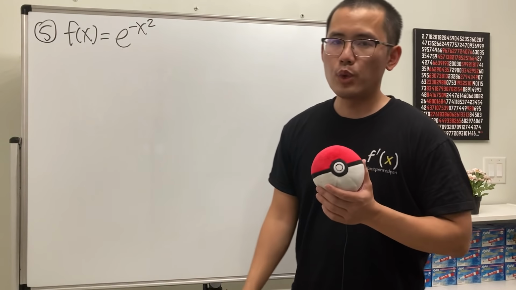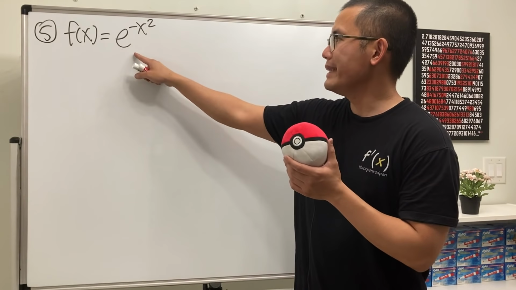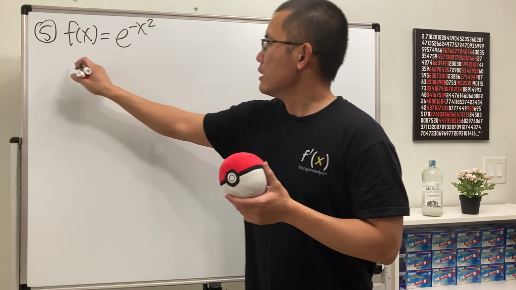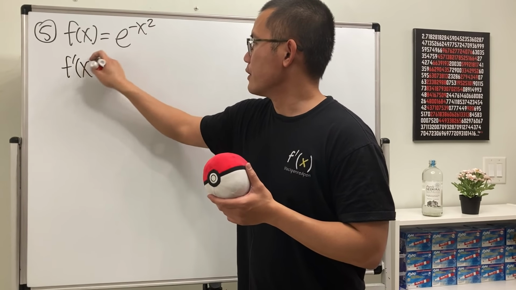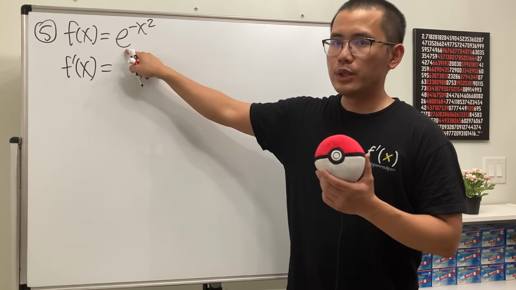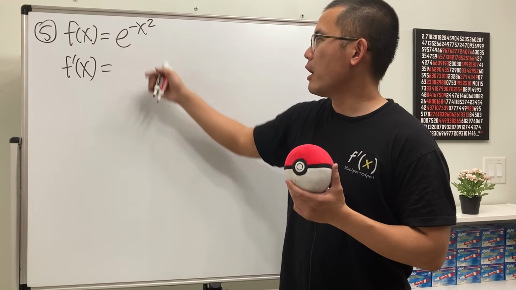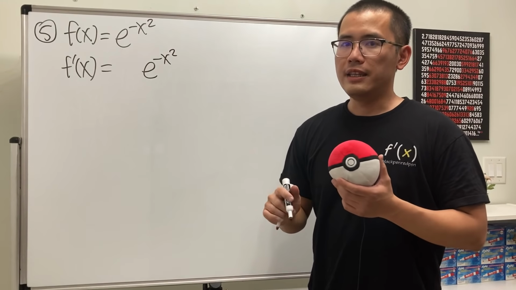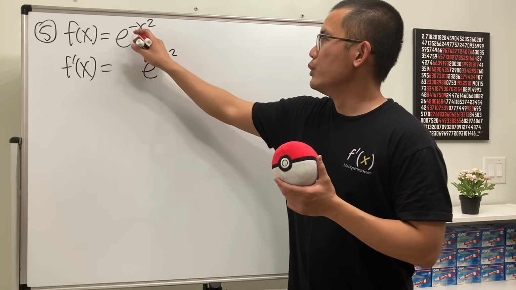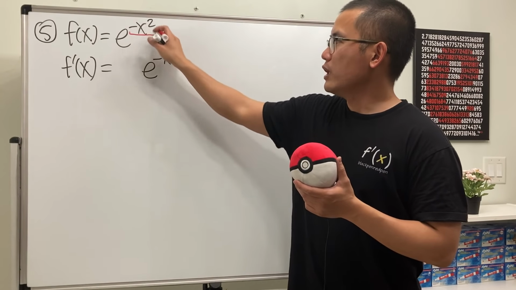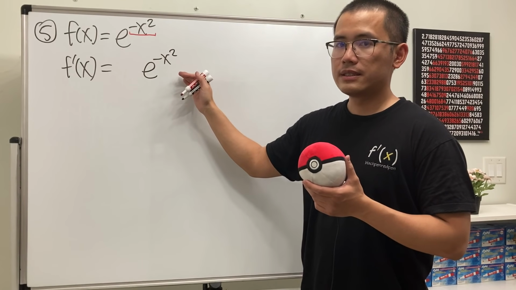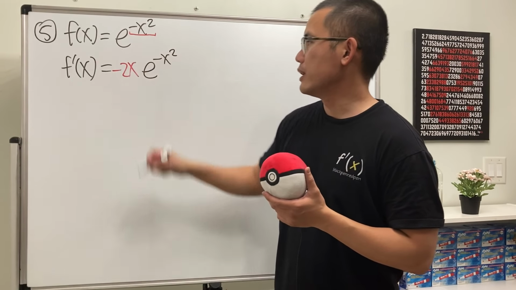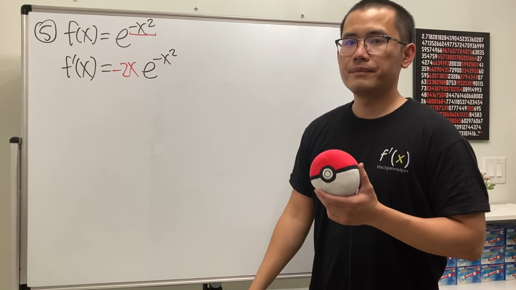Okay, for number 5, we are going to get the second derivative of e to the negative x squared. So here we go. Let's put down f prime of x for the first derivative. Whenever we differentiate e to the whatever, this part repeats, so we will have e to the negative x squared. And then next, we have to use the chain rule. Look here at the inside. Differentiate this, we get negative 2x. So we multiply by that, and let's just put that in the front. So we have the negative 2x right here. And that's the first derivative.